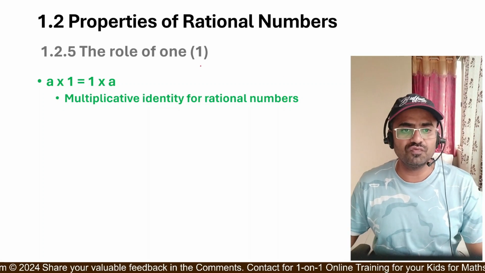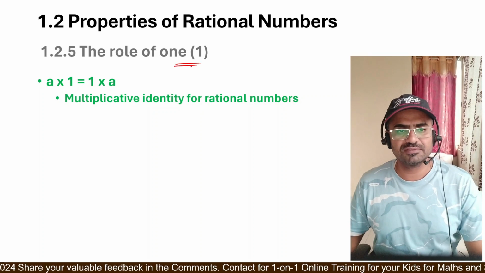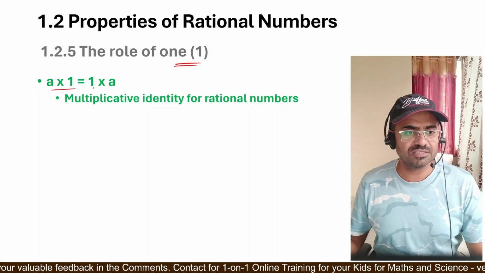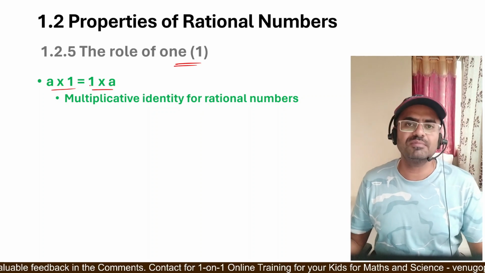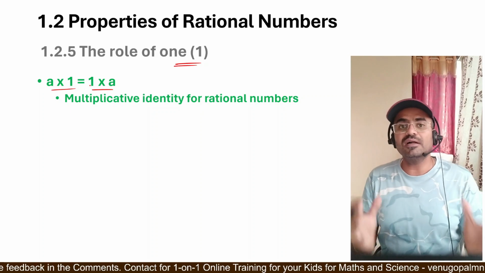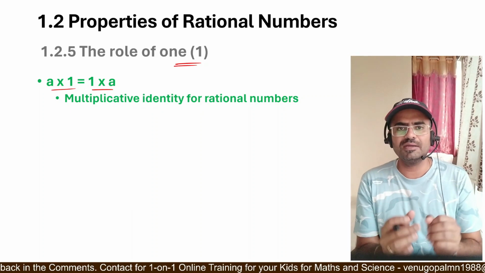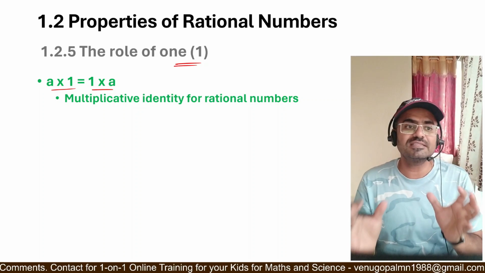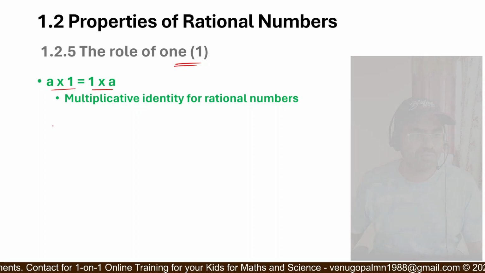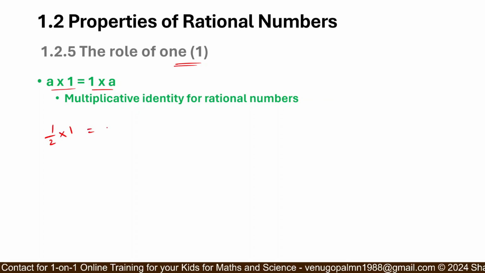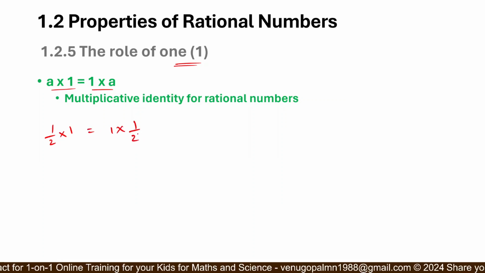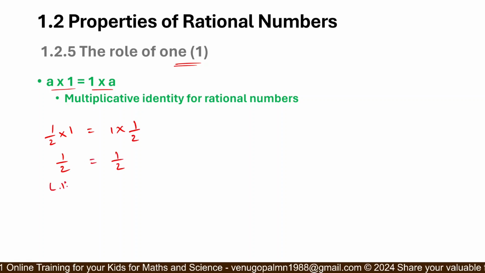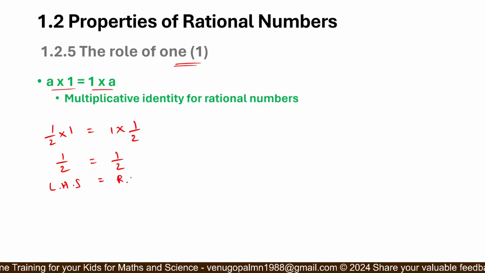Similarly, we have the role of 1. What exactly happens with respect to 1? A cross 1 is equal to 1 cross A. A cross 1 also yields 1 cross A. Ultimately, LHS is equal to RHS. What all these properties say is, if there is a form or a pattern we can write, there will also be another pattern which we can write and that results in the same value. So now, 1 by 2 into 1 is equal to 1 into 1 by 2, which is exactly same as 1 by 2. LHS is equal to RHS.